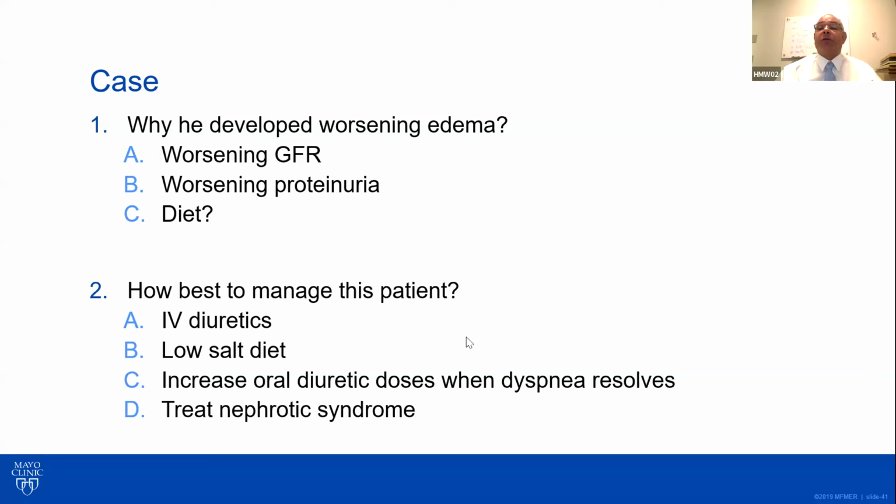But thank you for your responses. That makes it very interactive. But that's what happened to this patient. He got IV steroids, plasmapheresis, and rituximab, and his nephrotic syndrome responded.